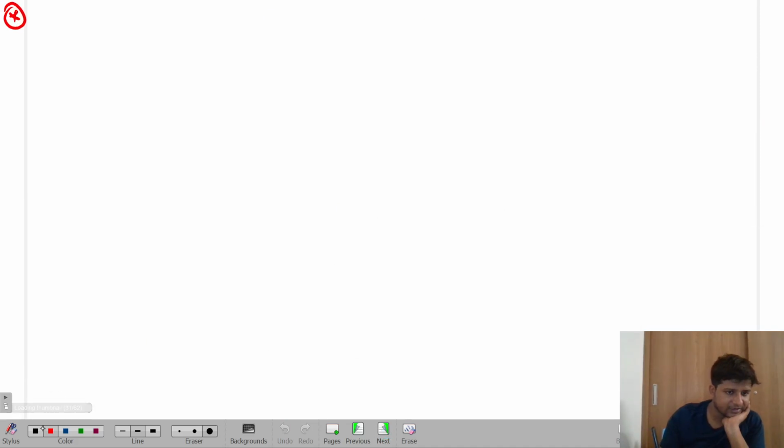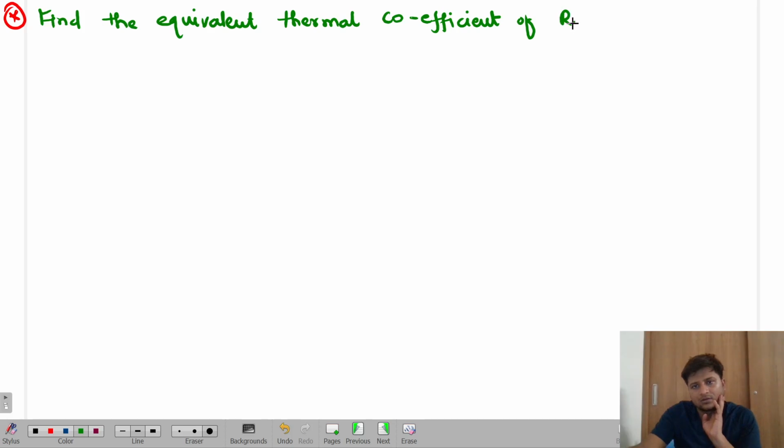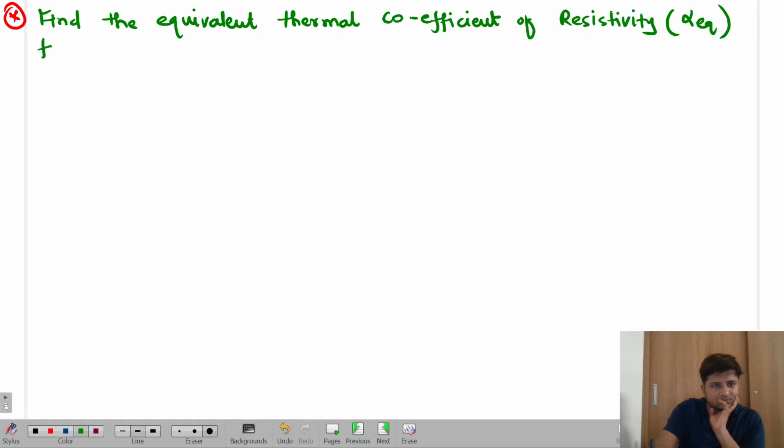Okay. Let us do once again same kind of question. All right. Find the equivalent thermal coefficient of resistivity, which is denoted as alpha equivalent, for following cases.